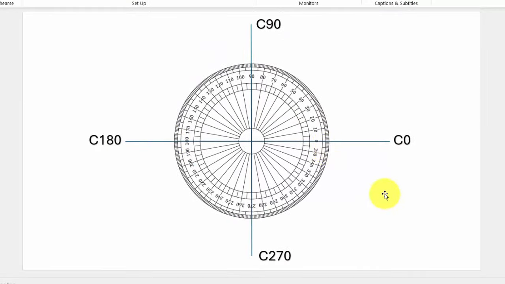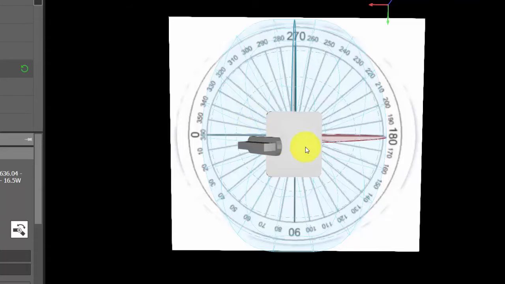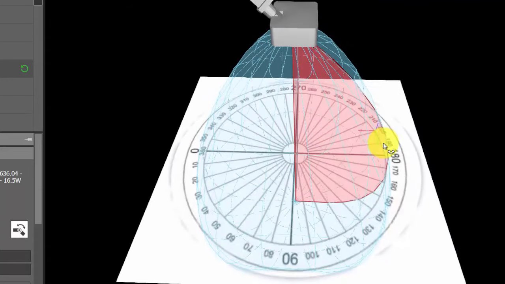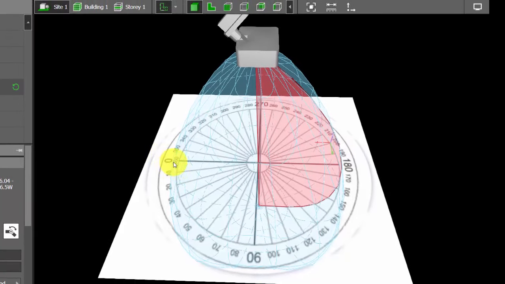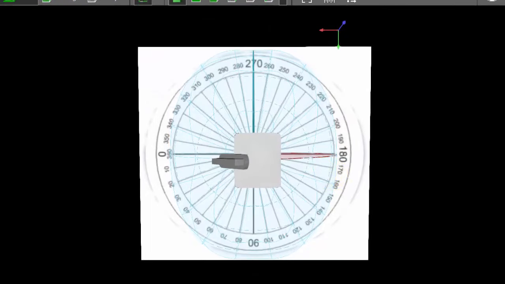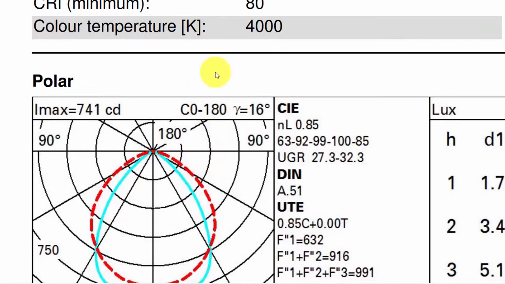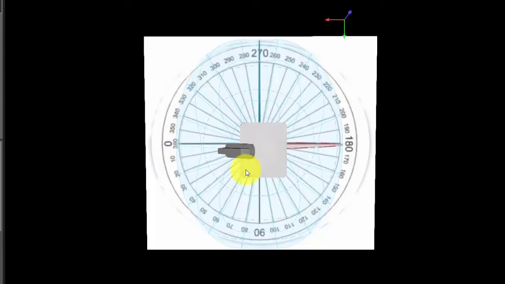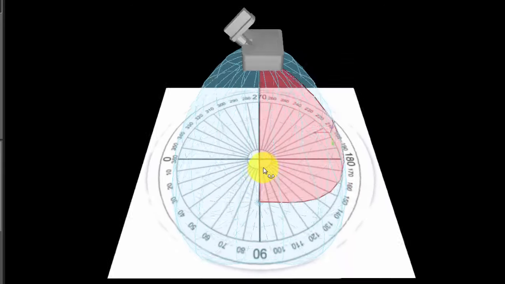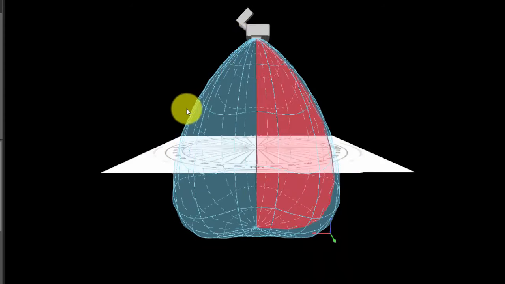Now we discussed this graph, C0, 90, 180 and 270. Same thing we have imported. When you are viewing from the top, this red indication that you have here is your x-axis, so that is C0 to 180. Now in your photometric curves, it may be mentioned as C0 to 180 or C90 to 270. So what is C0 to 180? When you are here, it is C0 to 180. That means I need to view the photometric curves from this side. C0, C180, you can see the light distribution. It is like this.